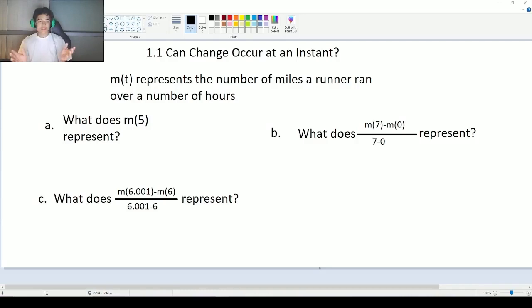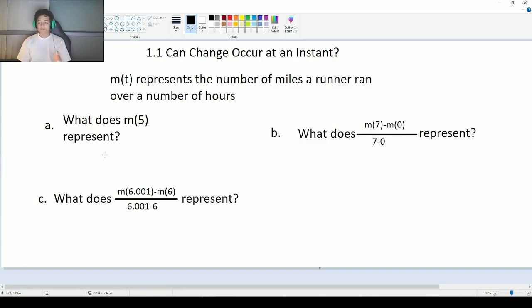And to wrap up this section, I have some practice questions here. So if you pause it now, you can look at this and write down your answers. You can skip ahead to when I answer it. So what would each of these mean in this situation? In this case, m of t represents the number of miles a runner ran over a number of hours, right? So it's just how far someone ran in a certain amount of time.